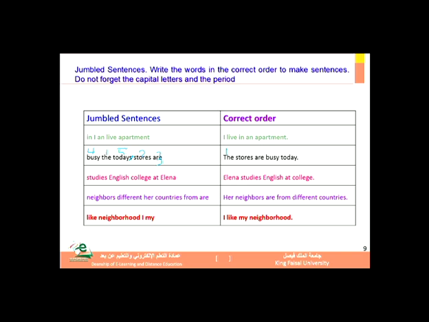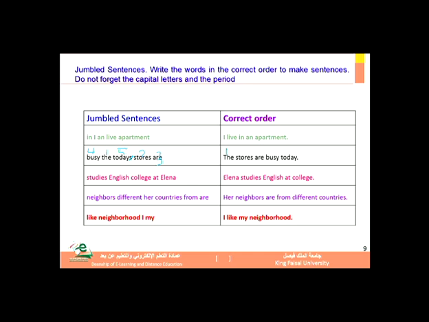So we are talking about neighbors, different, her, countries, from, are. We start with the neighbor, the doer of the action. Her neighbors are from different countries. Her neighbors, then the verb are, from different countries. Like, neighborhood, my. I like my neighborhood.